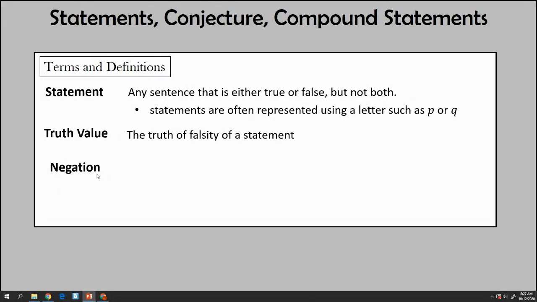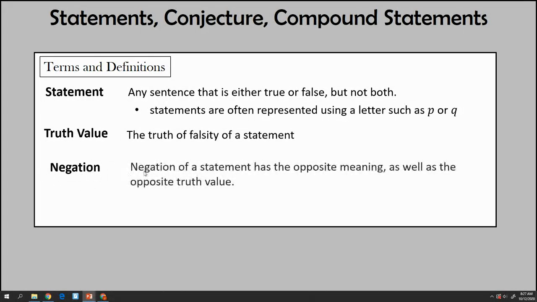And then the last thing we're going to look at here, which goes with this, is negation. The negation of a statement is a statement that has the opposite meaning of the original, as well as the opposite truth value. So if we had the statement, for example, the moon is blue, that's false. The negation would be the moon is not blue, that's true. So it's got to have the opposite meaning and the opposite truth value of whatever statement they give us. When we write negations, we put this little tilde sign in front of the P. So we either write not P or this little symbol in front of the P.